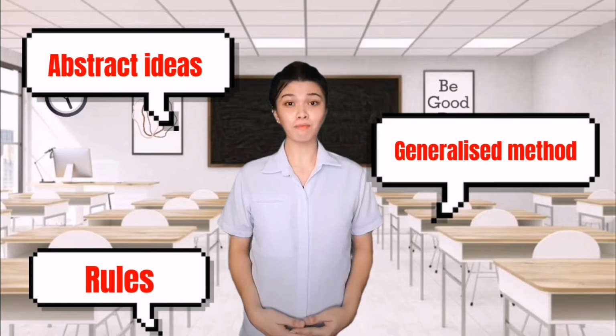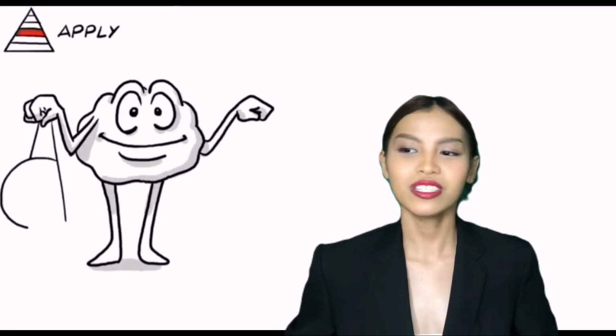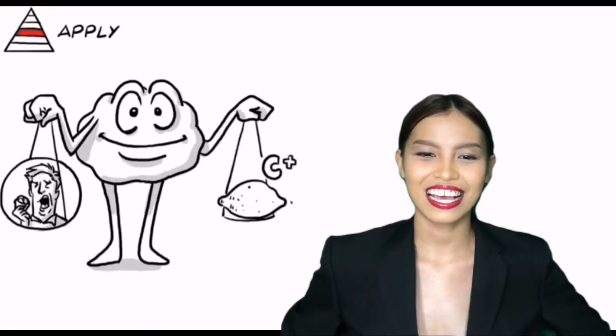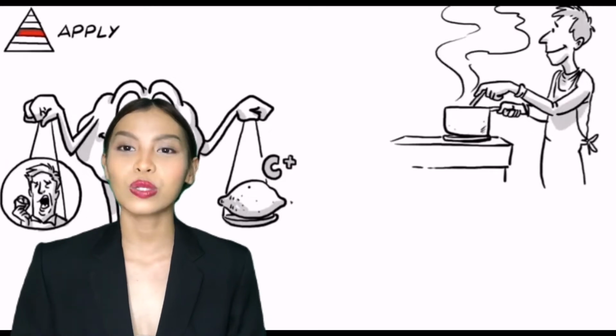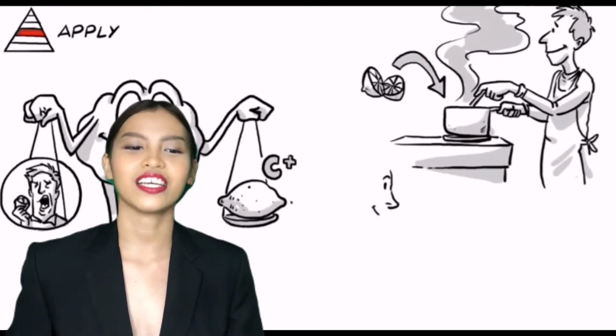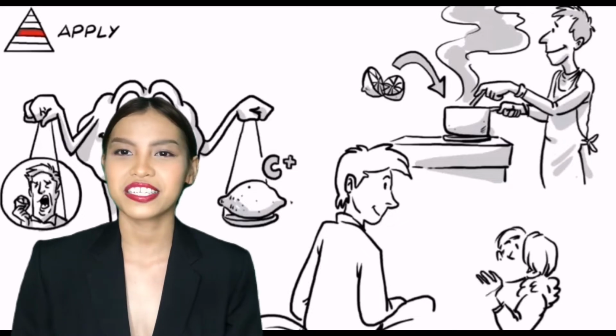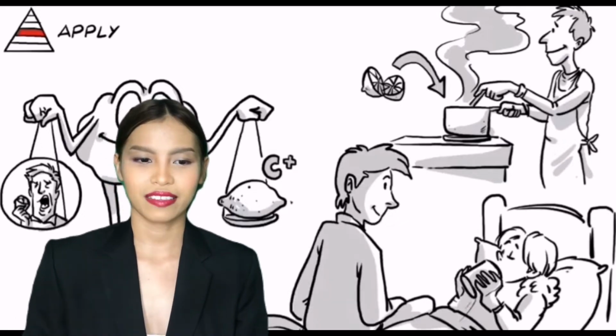So, in the third level, which is application, we apply what we know using abstract ideas, rules, or generalized method. You need to be able to use and apply knowledge to solve new problems in a new situation. On the third level, we can apply what we know. We've understood why lemons are sour and rich with vitamin C. To apply this knowledge in a meaningful way, we could boil lemon into hot water and add some honey, then serve this hot lemon to our sick sister who is in need of treatment.